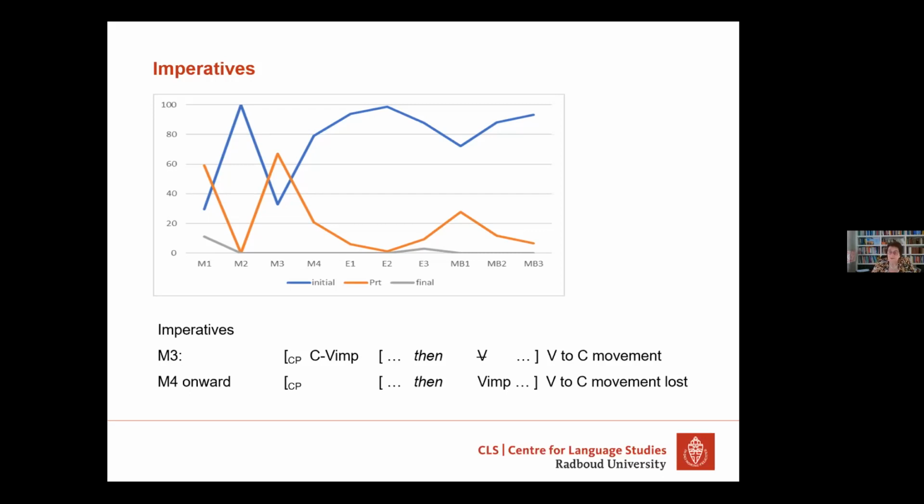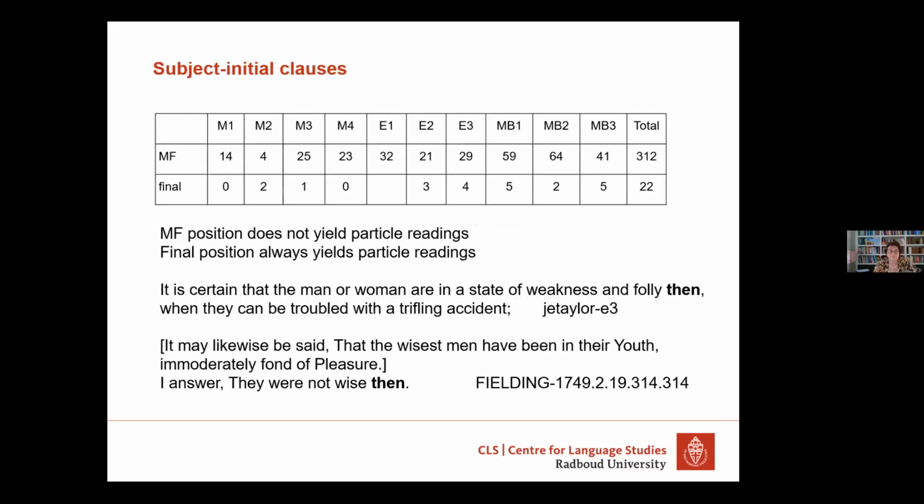Okay, this coincides more or less with the loss of V2. So this is visualized at the bottom of the graph. We have subject initial clauses here. In subject initial clauses, in Middle English, even more so than in Old English, you don't find particle readings, except for maybe a few exceptions. So the middle field position does not yield particle positions. And the final position always yields particle readings.